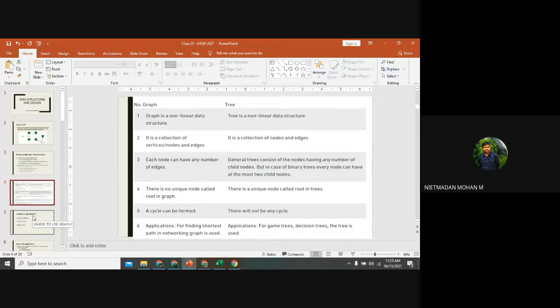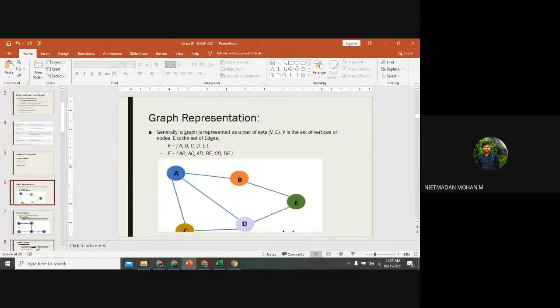Today we are going to discuss graph representation. How it will be represented, we have discussed already, but there is a set for representing a graph. Generally, a graph is represented as a pair of sets, that is vertices and edges. So V is a set of vertices or nodes, and E is a set of edges.